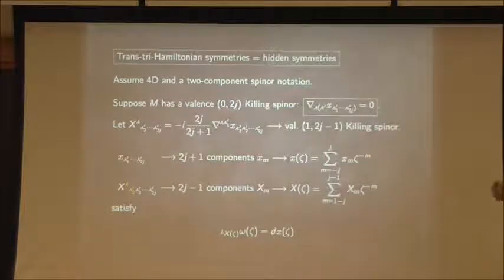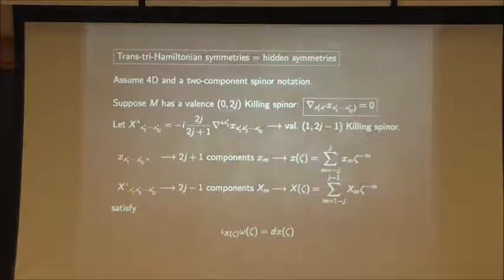Now, the point I'm trying to make is that these, what I call transitory Hamiltonian symmetries, are actually hidden symmetries. What is a hidden symmetry? In geometry, we have a hidden symmetry when we have a Killing tensor of some sort. In this case, we have a Killing spinor. So suppose x has valence (2j,0). Here I'm going to work in 4 dimensions and 2-component spinor notation, A, A prime. So suppose we have a Killing spinor of this sort. The parenthesis means total symmetrization. x is totally symmetric in its primed indices. Then I can define a capital X in this way with an extra index there, and I can show this is a valence (1, 2j-1) Killing spinor, 1 because I have a non-primed index there.